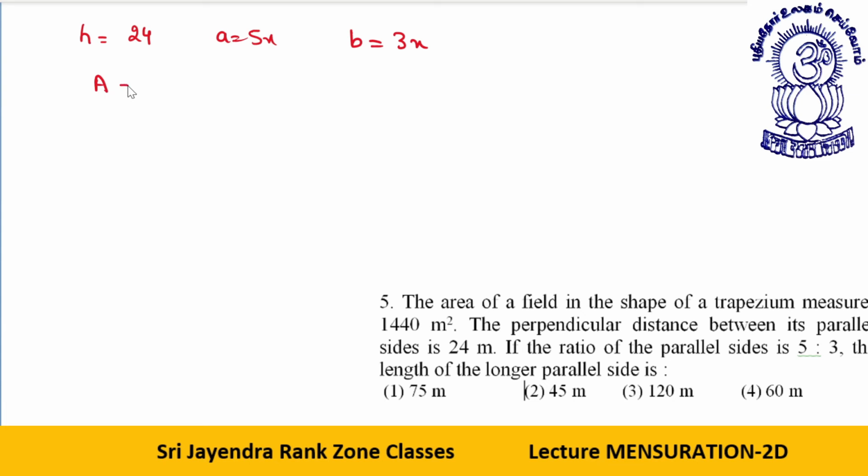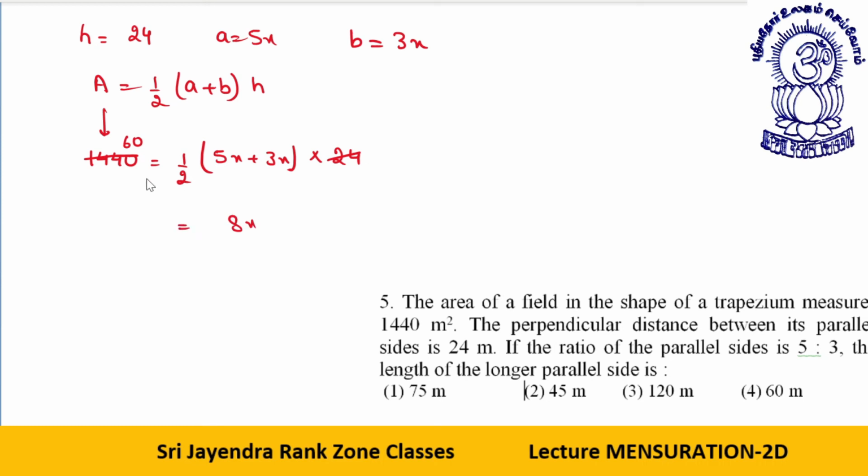Okay. Area is what? Half A plus B into H. This area is given to you as 1440, half A plus B means 5x plus 3x. You don't even need to write 5x plus 3x into H is 24. 24 into 6 is 144. So this is 60. So 8x is equal to 60 into 2, that is 8x is equal to 120. Therefore x is equal to 120 by 8 or 15.